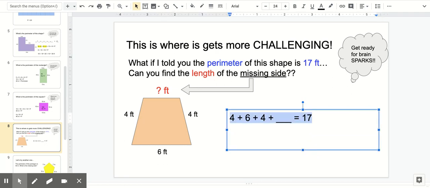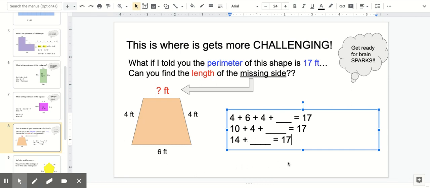So let's continue our thinking down here. Well, 4 and 6 is 10. So I can put those together. There's my other 4. And I know when I add them up, it's going to equal 17. All right, 10 plus 4 is 14. So now I'm asking myself, 14 plus what equals 17? And I can count up.